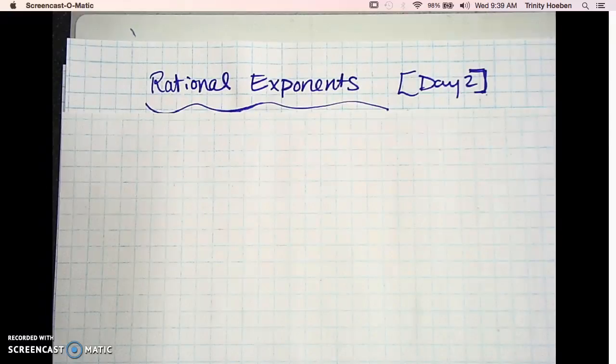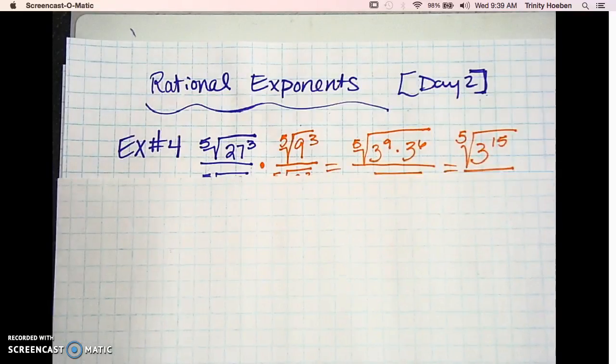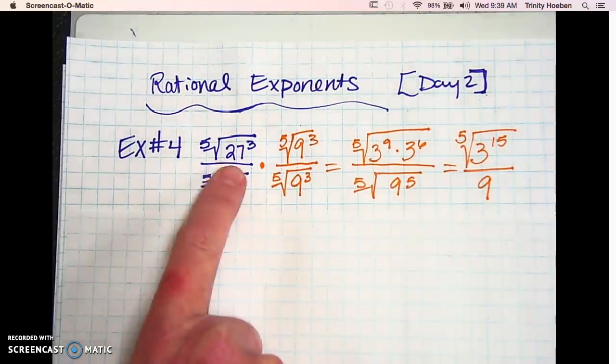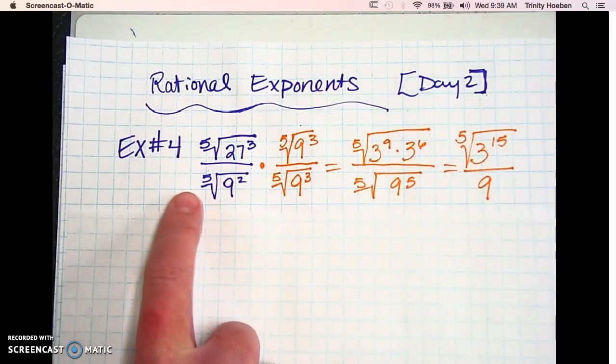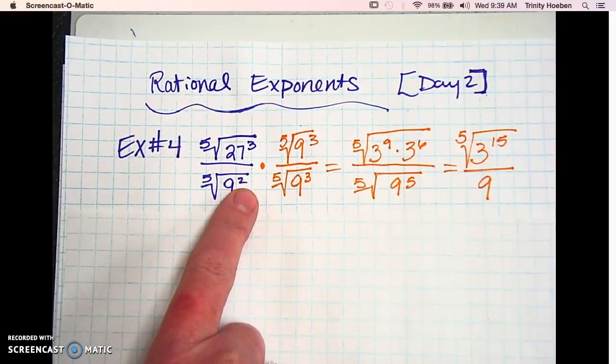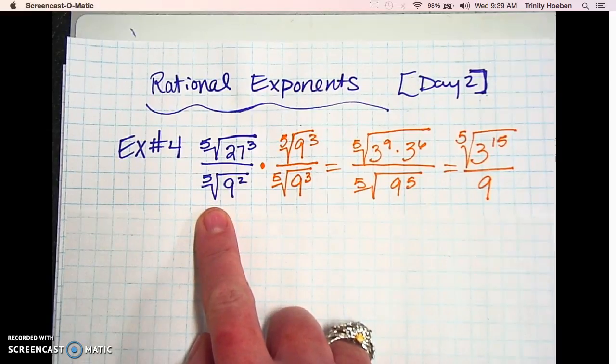Today we are continuing notes on rational exponents. So for example number 4, we're going to start with the problem, the fifth root of 27 to the third power over the fifth root of 9 to the second power. We can't leave a radical in the denominator, so we need to rationalize it.